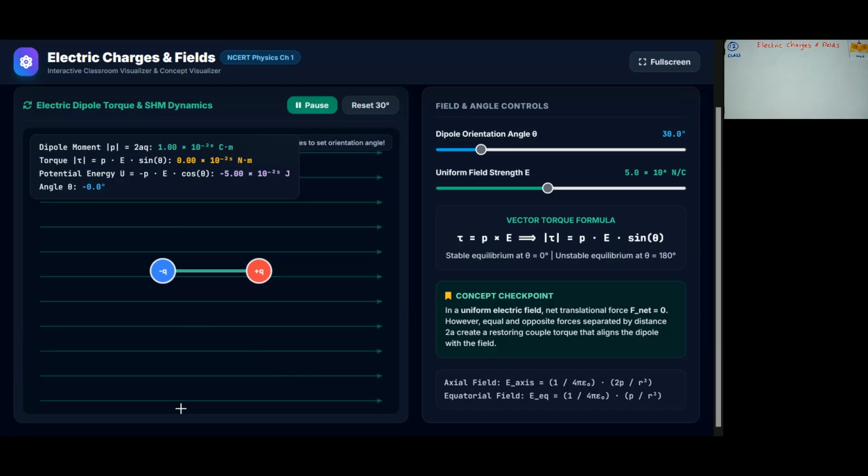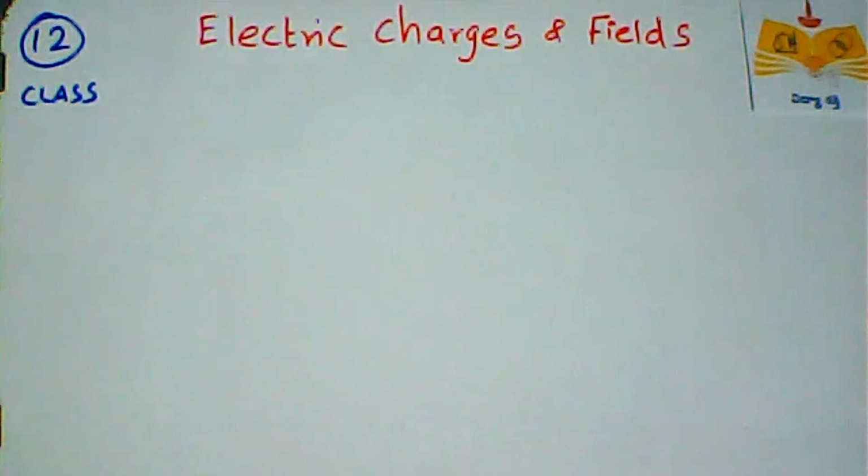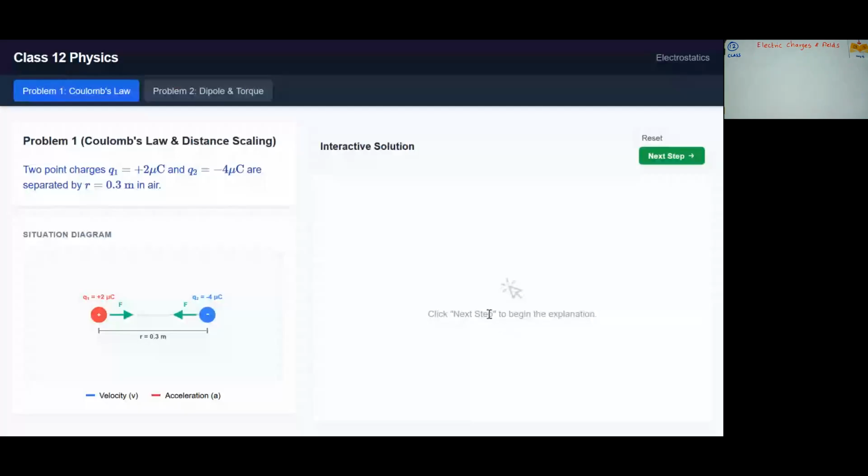Okay, students, now it is time for numerical problems. I will stop the screen and show the numerical problem screen. Let's discuss the numerical problems with two important concepts which were discussed today. Now you can see the screen.